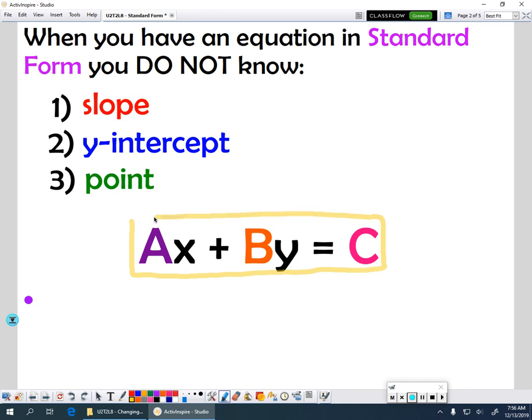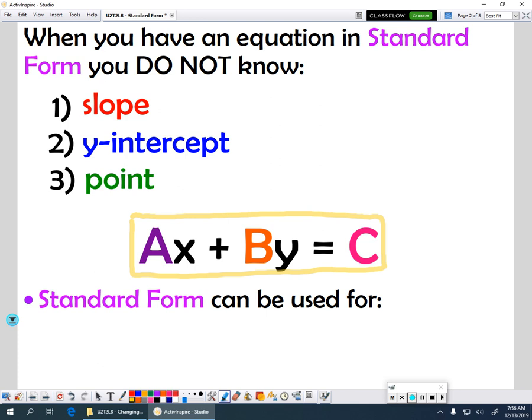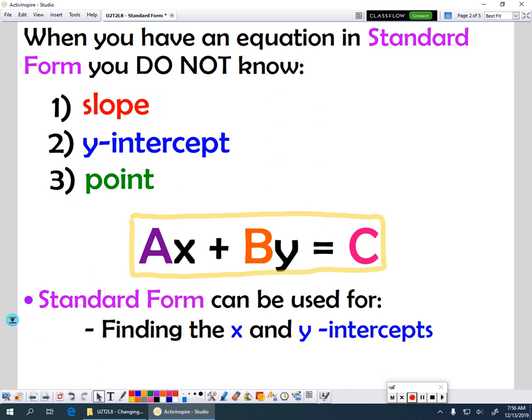What's important to know about standard form is you have your x and your y, but this a and this b and this c are different than the values we had for slope, y-intercept, and point. Although we can't tell our slope, intercept, or point by looking at this form, you can use standard form to find your x and y-intercepts, and it's a really easy way to graph. We're not going to do those two things today. Today we're just looking at the form, and we're going to be changing between all three types of form. We'll get into the graphing and the intercepts later.